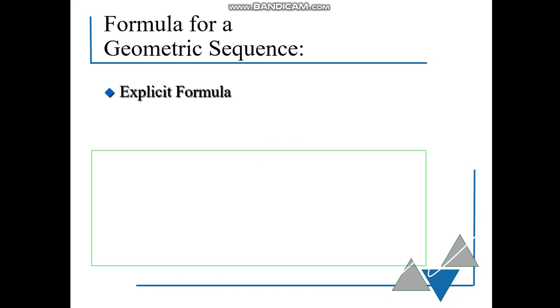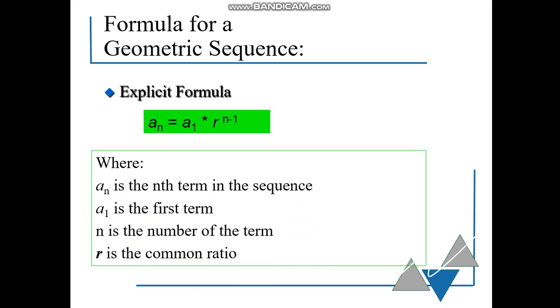So our formula for a geometric sequence looks like this. We've got a sub n, like we had before, a sub 1, that's our first term. Now instead of a difference, we have a ratio, and we're going to raise that to the n minus 1 power. So a sub n is the nth term in the sequence. A1 is the first term. N is the number of the term. And R is the common ratio.